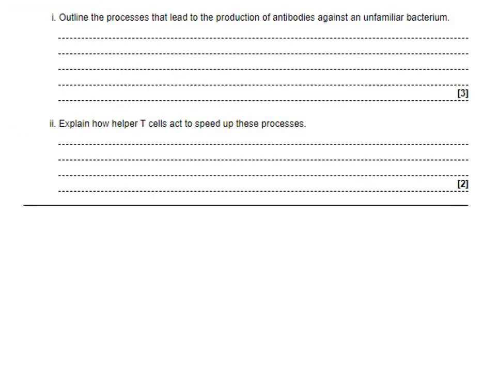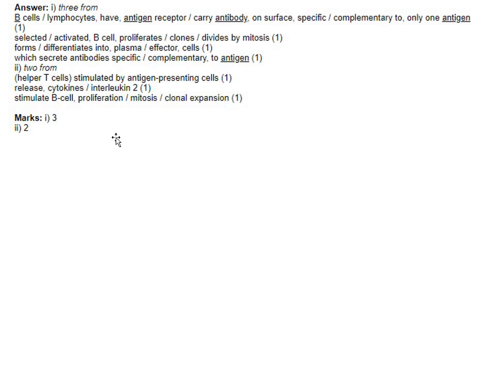Question 2, explain how the T helper cells act to speed up these processes. So they're going to be stimulating the B cells. They're going to release interleukin, specifically interleukin 2, because the cells themselves release interleukin 1. They're going to cause the B cells to proliferate by mitosis, which we call clonal expansion. So this is really important that we remember clonal selection and clonal expansion.